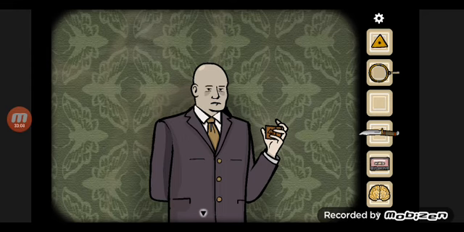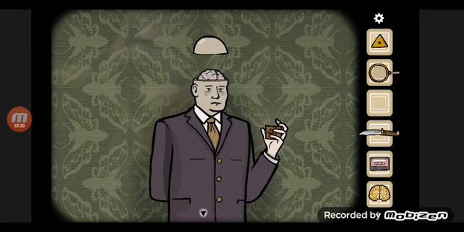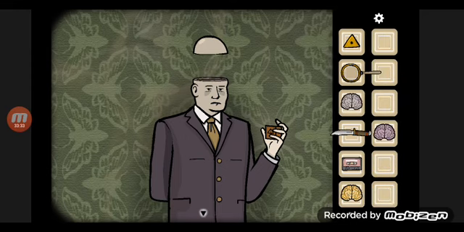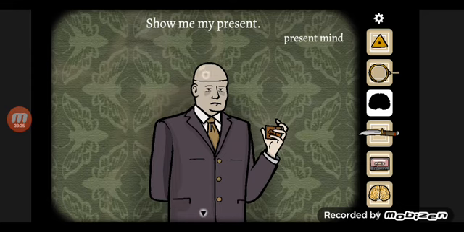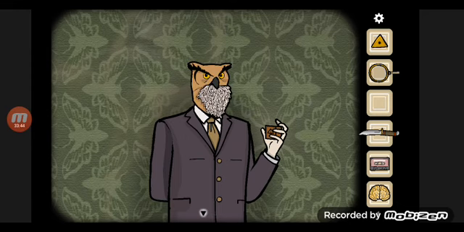The stranger declares that he cannot think. So let's open his skull with a knife. And the man asks to show him his present. So let's give him the present mind. Click on the head, and instead of the man's head, Mr. Owl's head appears because this is Mr. Owl.